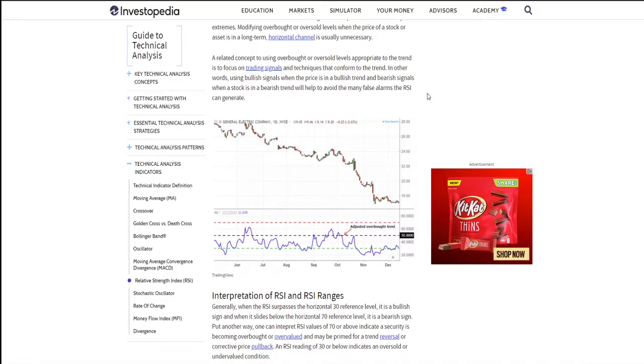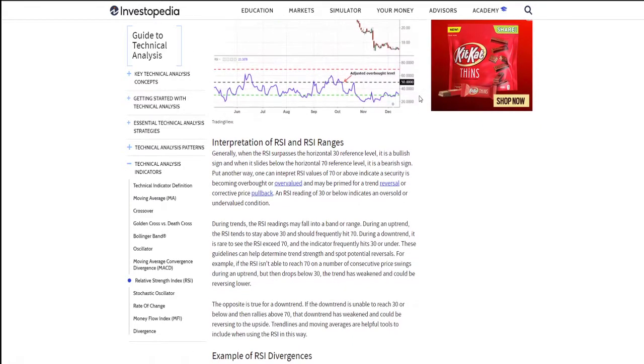So looking in here, a related concept to using overbought or oversold levels appropriate to trends is the trade signals and techniques that conform to the trend. In other words, using bullish signals when the price is in bullish trends and bearish signals when a stock is in bearish, or a cryptocurrency is in a bearish trend, may avoid false alarms from the RSI.